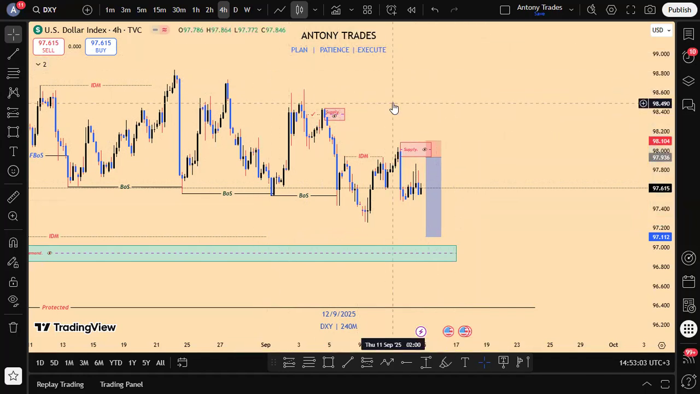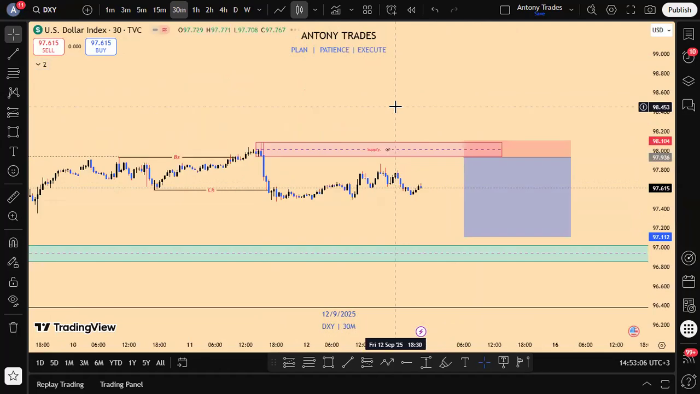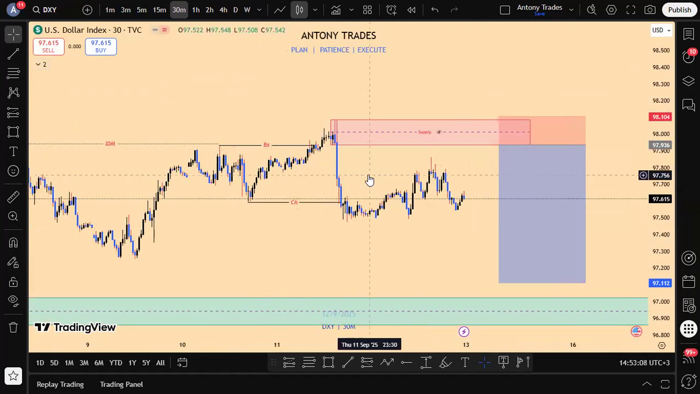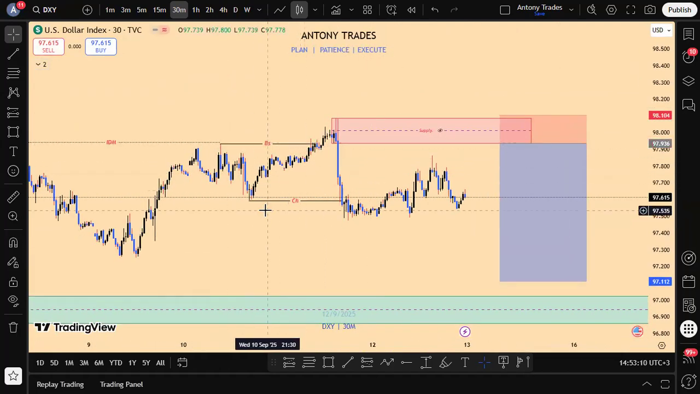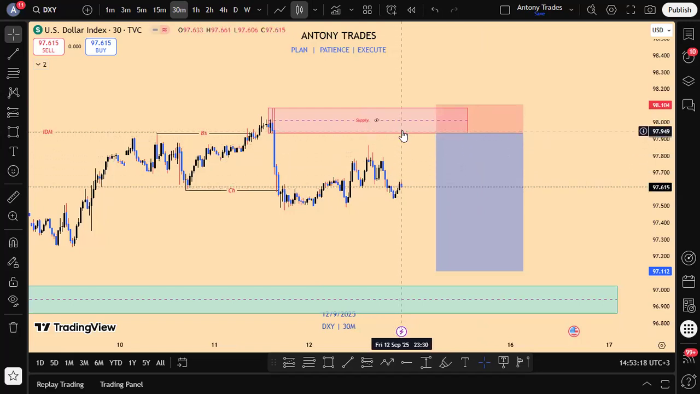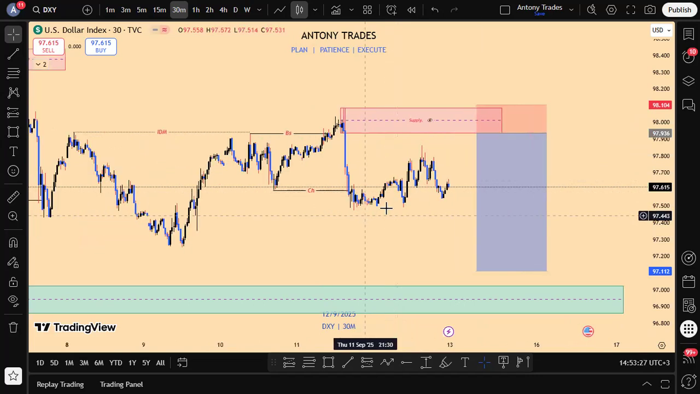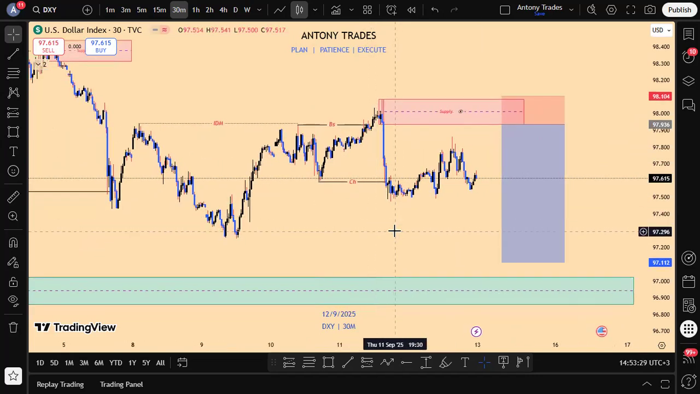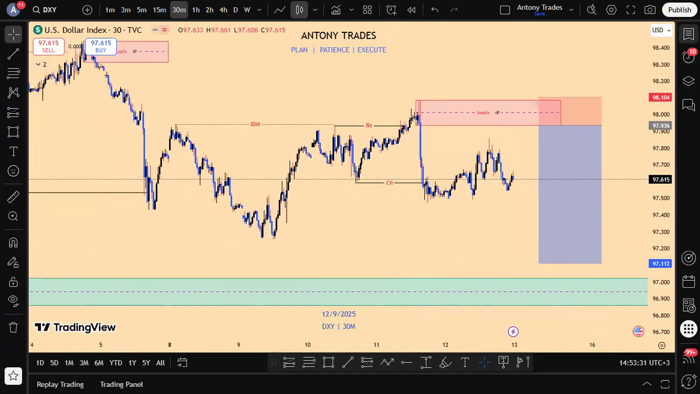And you can see, if I go to the lower time frame, this is the last break of structure, then we had a change of character, and this is our supply zone. So this is the area that we're expecting to see. If the DXY comes to this point of interest, when it taps this point of interest, that is when I will execute my trade on the Euro USD.